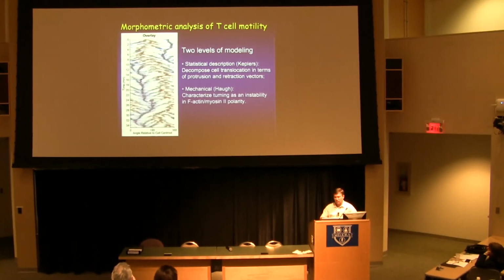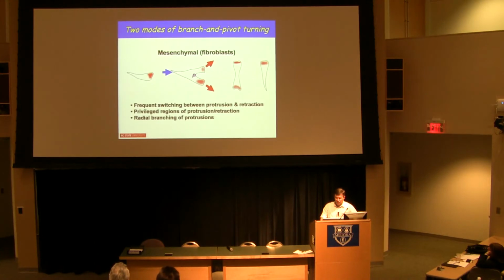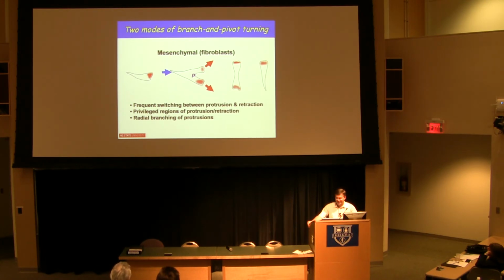Okay. And where we're going with this in terms of modeling is a statistical description of this with Tom and Grace, and then also a more mechanistic, mechanical description, and we're still trying to sort that out. So let me leave you with what the main conclusion is: that fibroblasts and lymphocytes are different. You know, it's biology, right? They both do this sort of branch and pivot turning, but they're very different.